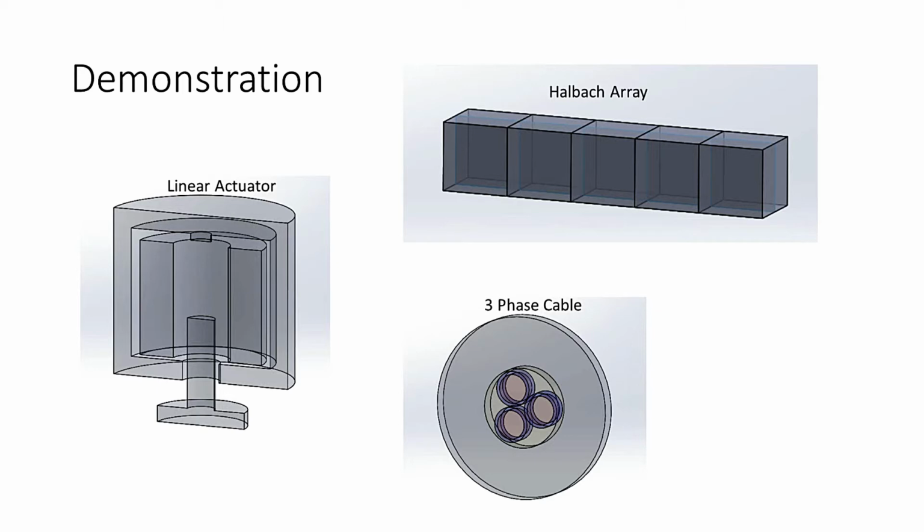Now in the Halbach array, the objective is really to understand the magnetic flux distribution due to the Halbach array and also understand the force acting on a steel plate due to this Halbach array. In a linear actuator, the objective is to understand the force acting on the armature. And finally, in a 3-phase cable, we will understand how effective is our insulator that surrounds these copper conductors when you apply, say, a 3-phase voltage to the copper conductors. Now, let us go straight into the product and look at these demonstrations.